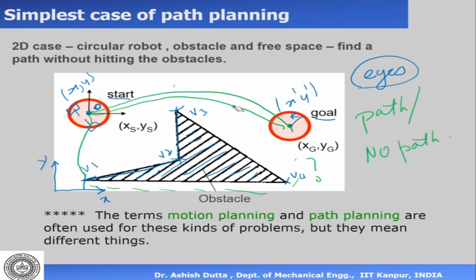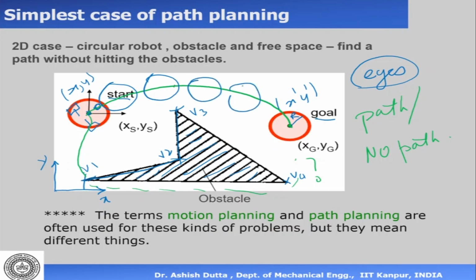Now, once you have found a path, for example, this is the path. Next, the robot will have to go on the path. So it will have to traverse the path. So the robot has to follow the path like this, like this, like this, and then go to the goal point.